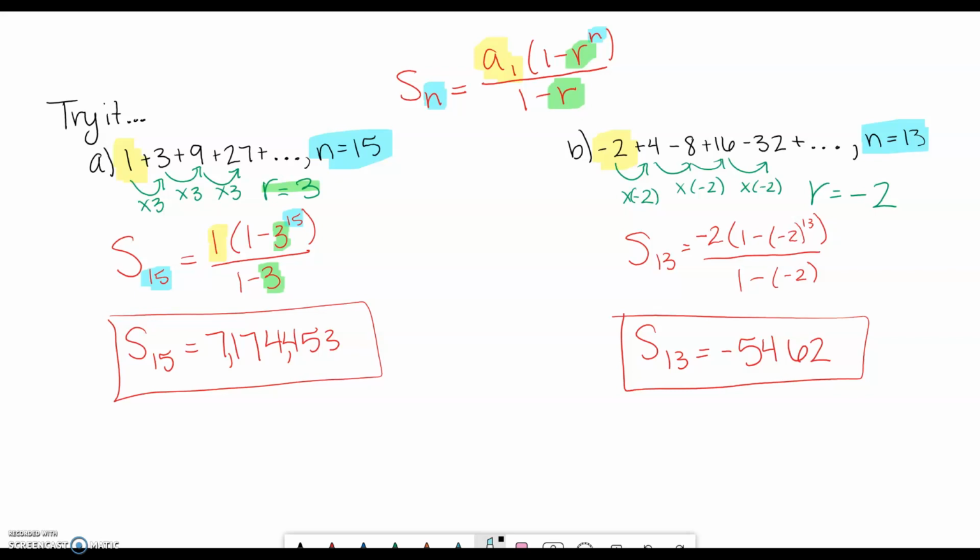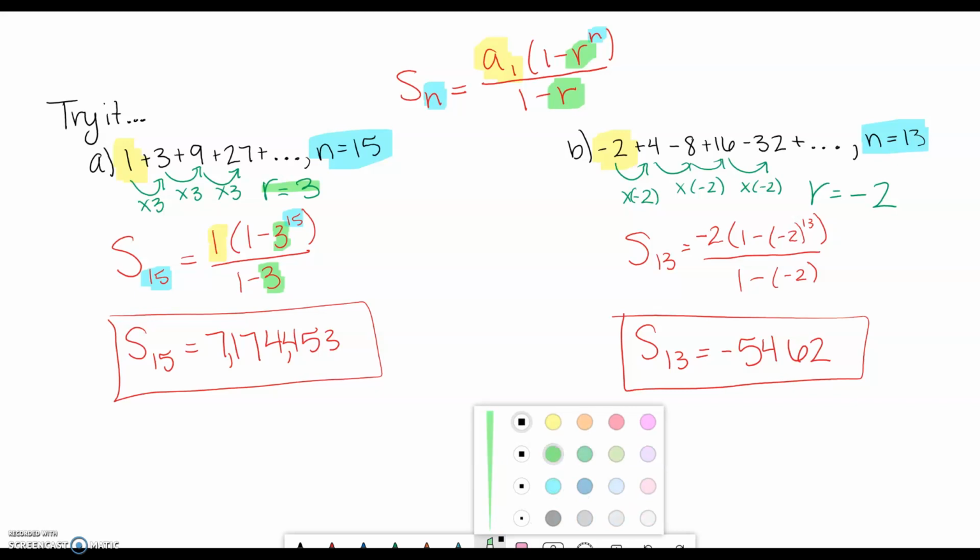And then for this one, you can have a negative ratio because you can multiply by a negative number. So we have -2 to 4. So negative times a negative would get us back to this positive. And then multiplying by another negative would bring us back to negative. So you can see the pattern of negative, positive, negative, positive. So multiplying by a negative would change that. And so then the next thing to check is 2 times what gets you to 4? Well, 2. 4 times what gets you to 8? 2. So our ratio is -2.